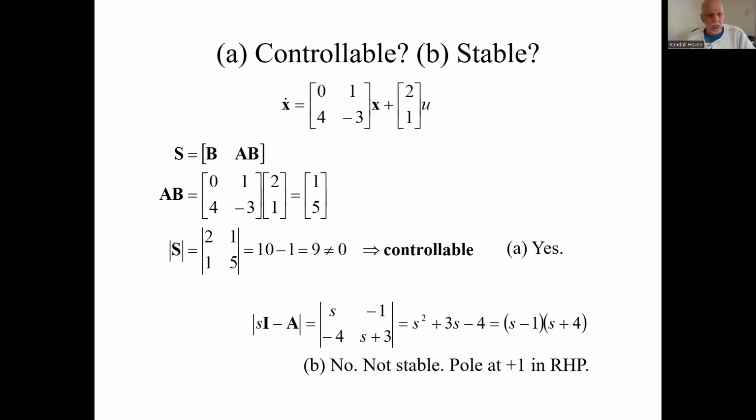Now on to part B. Is it stable? Is the open loop system stable? Well, here's the characteristic equation for the open loop system. It's s minus this guy, so it'll be s up here, s plus 3 down here, and these two guys change sign. That determinant is this, which factors to get a pole at +1, another pole at -4. This pole at +1 makes it unstable. So it's unstable, but it is controllable. So we can find the k.